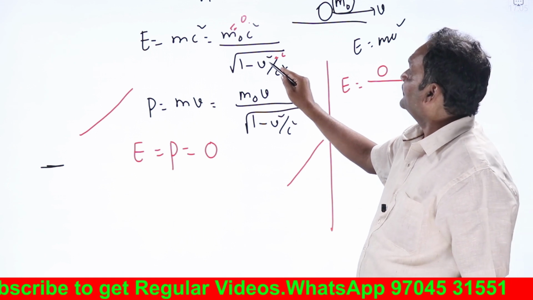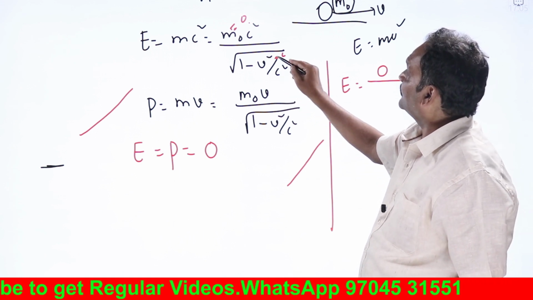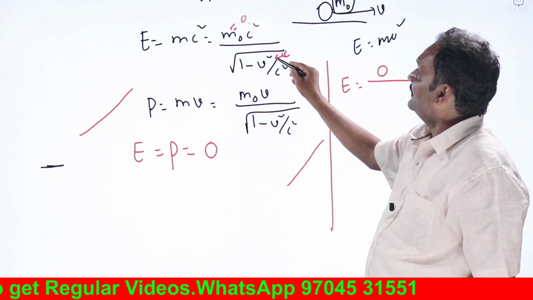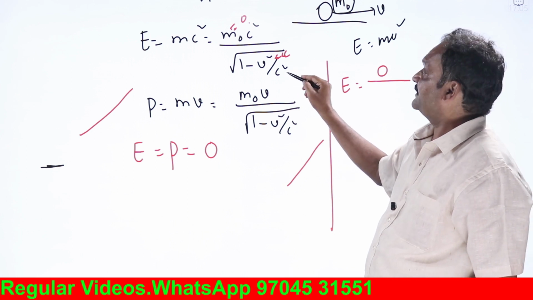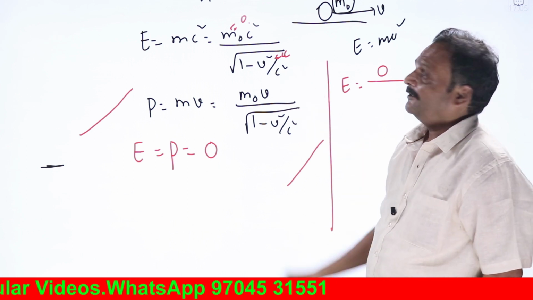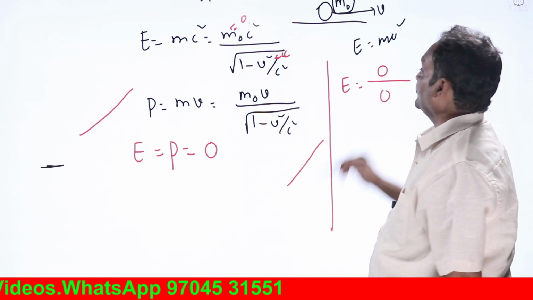v equal to c, sorry. v equal to c means c² by c². c² by c² is 1. 1 minus 1 is 0. Root 0 is 0. E equal to 0 by 0.